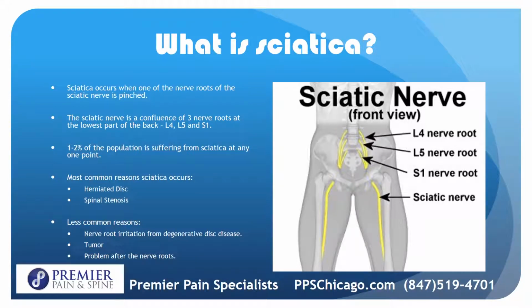back of the leg. At any one point in time, 1 to 2% of the population suffers from sciatica, with the most common reasons being herniated discs or spinal stenosis. Less common reasons, you can have degenerative disc disease, which is inflamed and irritating the adjacent nerve roots. A person can have a tumor, or someone could have a problem after the nerve roots come together somewhere down in here.